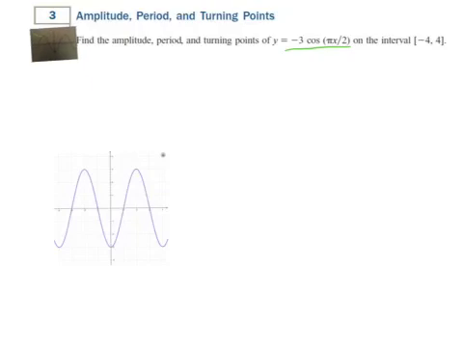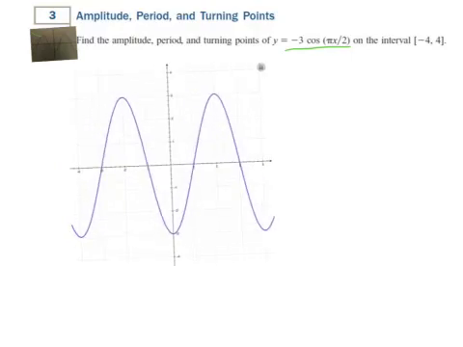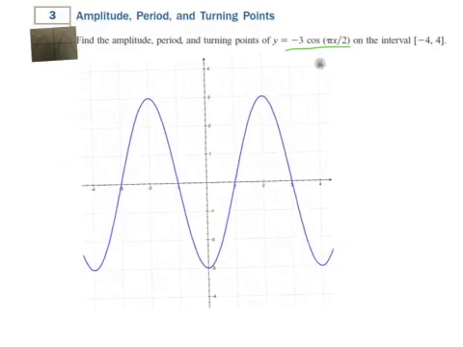Going to use that one. Let's just put it over here. All right, so let's take a look at this graph here. It says that we want to go from -4 to 4, and we want to graph the cosine of pi x over 2.